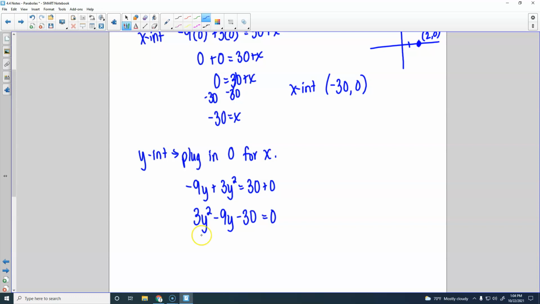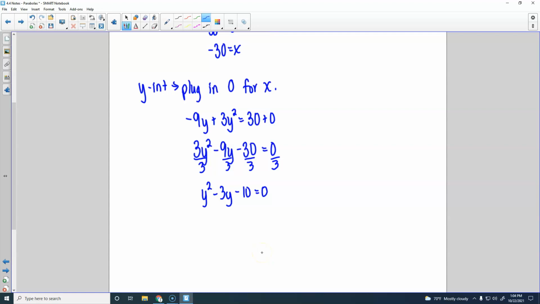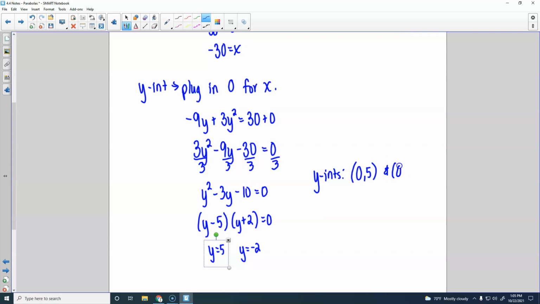This one's a quadratic, so I'm going to divide everything by 3 since it will go. So y squared minus 3y minus 10 is going to equal 0. And that will factor into y minus 5, y plus 2. So y will equal 5, and y will equal negative 2. So my y-intercepts would be at 0, 5, and 0, negative 2.